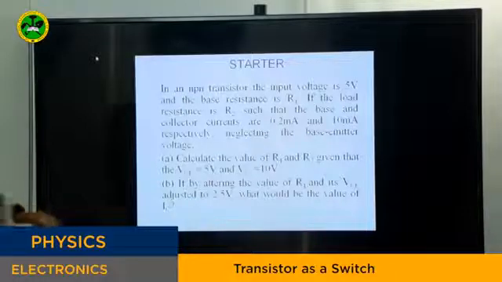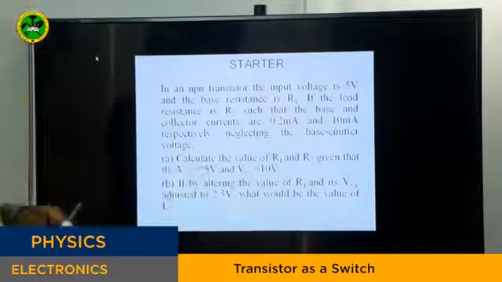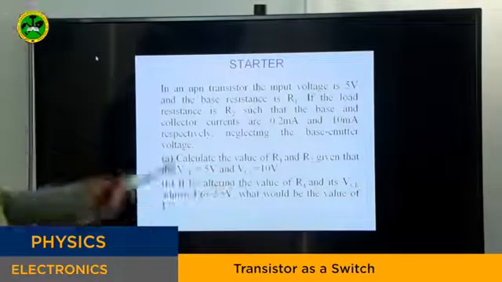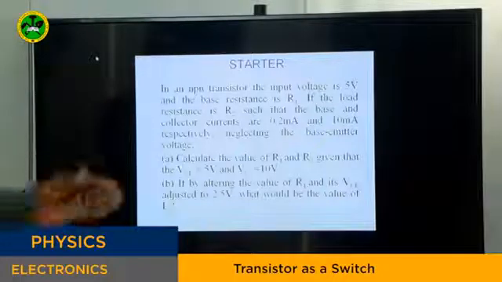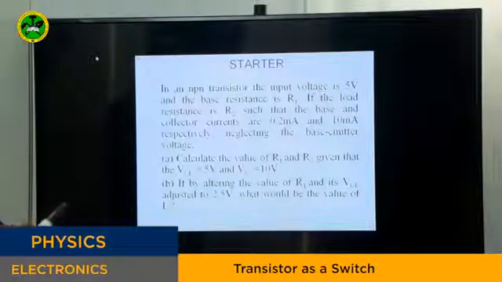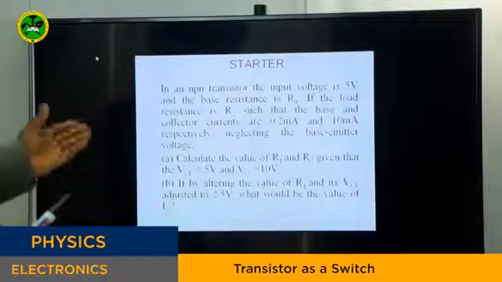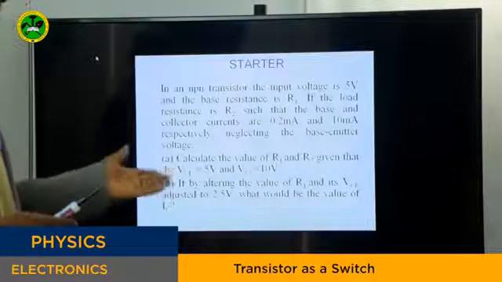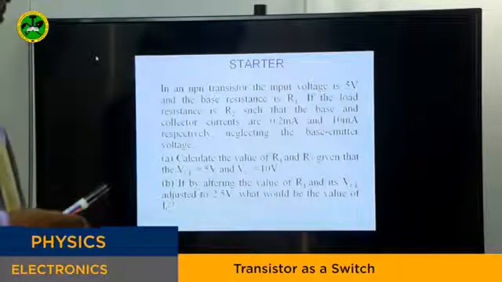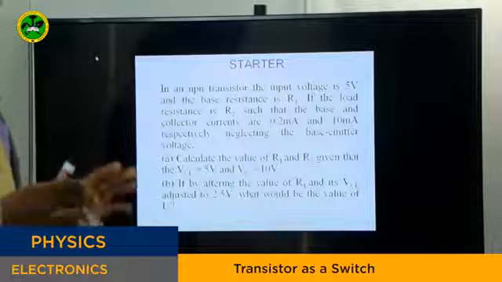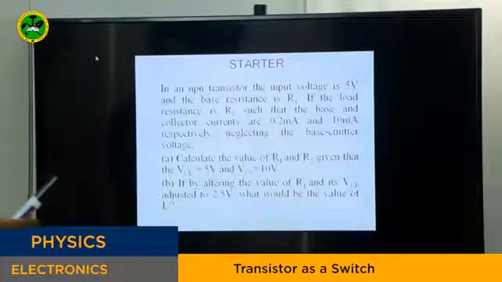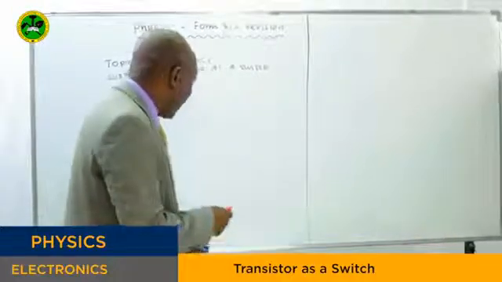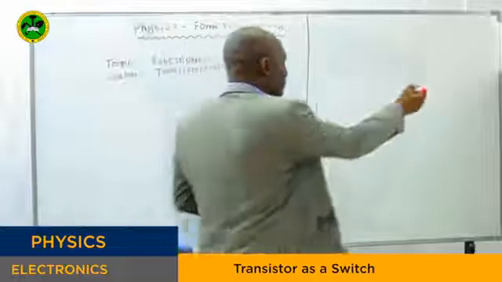Part A, calculate the value of R1 and R2, given that the voltage across the collector emitter is 5 and the voltage across the collector supply is 10 volts. That's part 1 of the question. Part 2, if we change the value of R1 and its values adjusted to 2.5, what will be the values of IC? Step number 1, you are supposed to draw the diagram representing the above information. So let's start drawing the circuit diagram for this question.